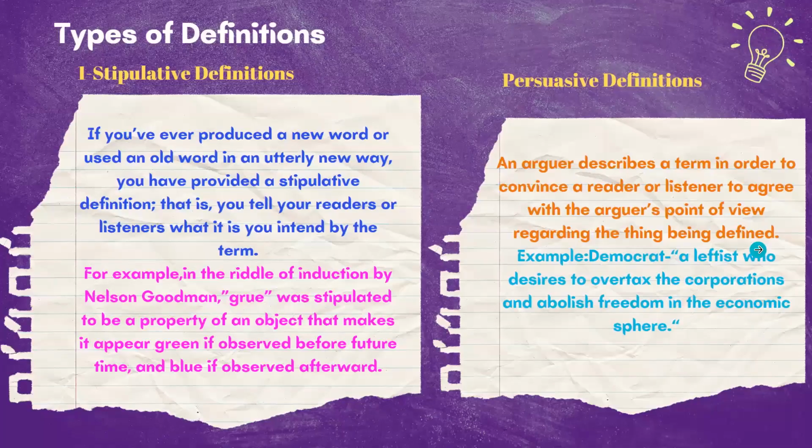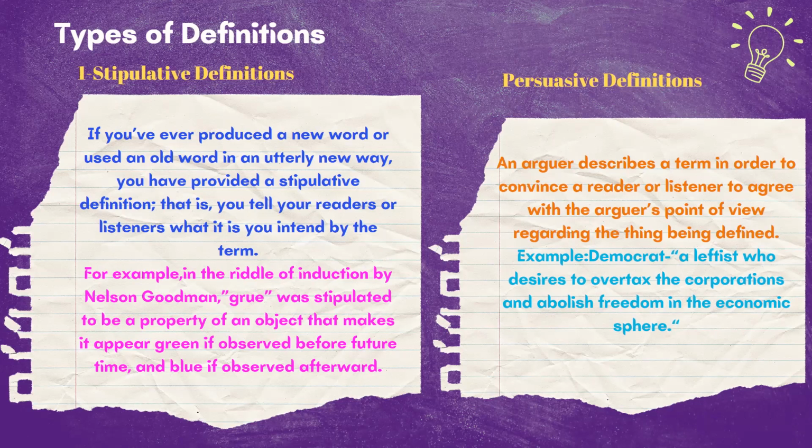Let's look at the first one, stipulative definitions. If you ever created a new word or used an old word in an entirely new way, you have provided a stipulative definition, that is, you tell your readers or listeners what it is you intend by the term. For example, in The Riddle of Induction by Nelson Goodman, grue was stipulated to be a property of an object that makes it appear green if observed before future time and blue if observed afterward. And the second definition, persuasive definitions.